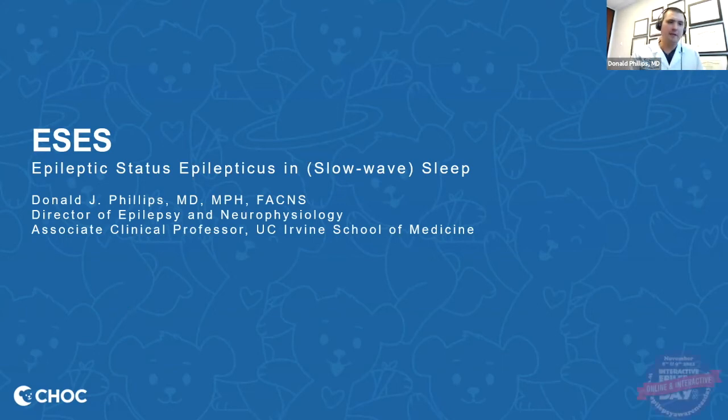So ESES, electrographic status epilepticus in sleep, and slow wave sleep. We're going to call it ESES for the rest of the time because the full way is too hard to say. And by the end, we're going to invent a new name for it because it's not a great name. We'll talk about why.